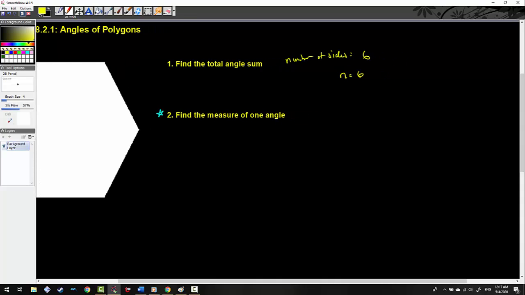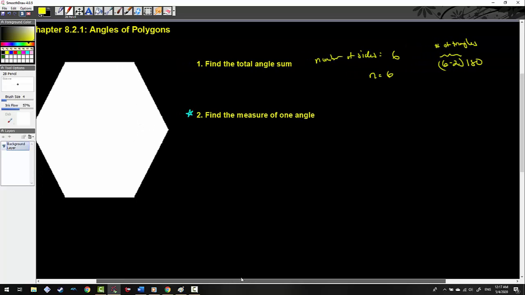And if we want to do the total angle sum, then it would be n minus 2, or in this case, 6 minus 2, because that would get me the total number of triangles that were there, right? So this is the number of triangles that exist inside this hexagon. And I'm going to multiply that by 180. Again, why 180? Because 180 degrees is what creates a triangle.